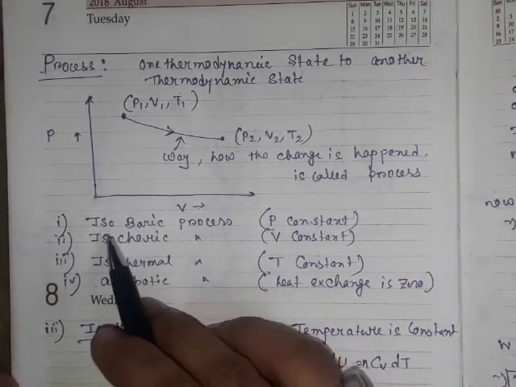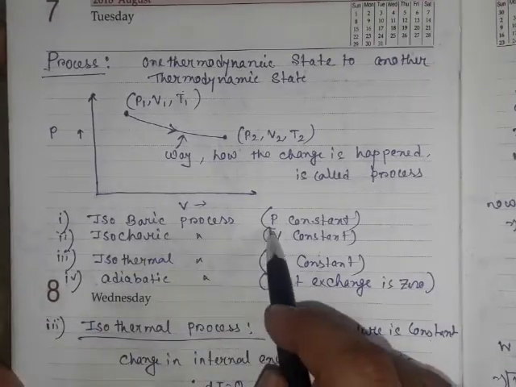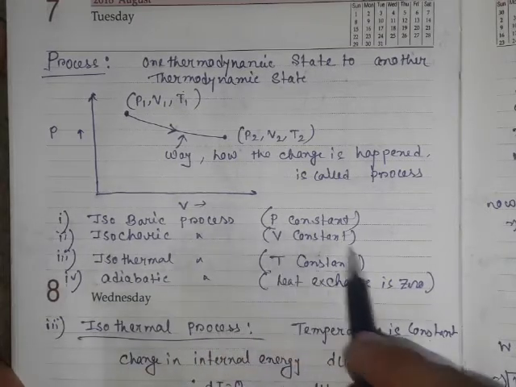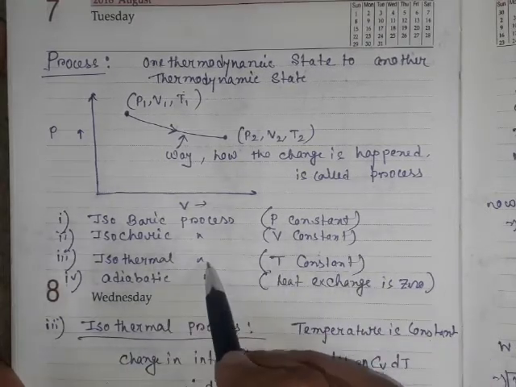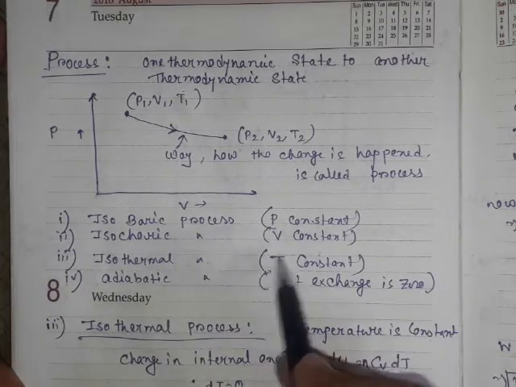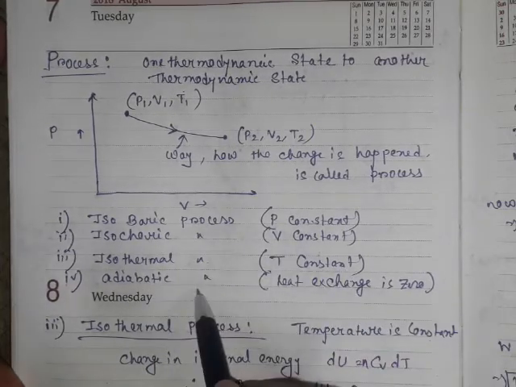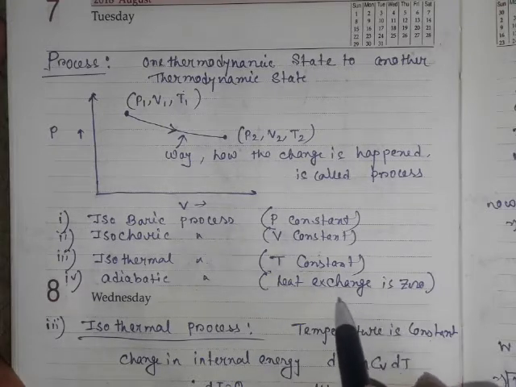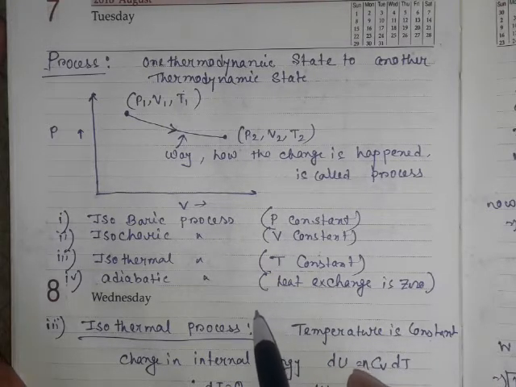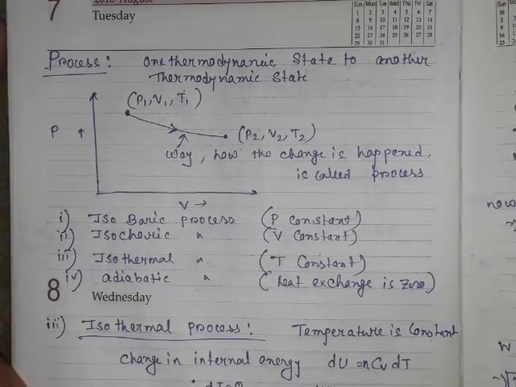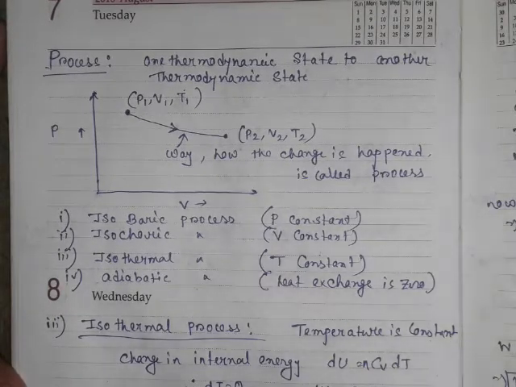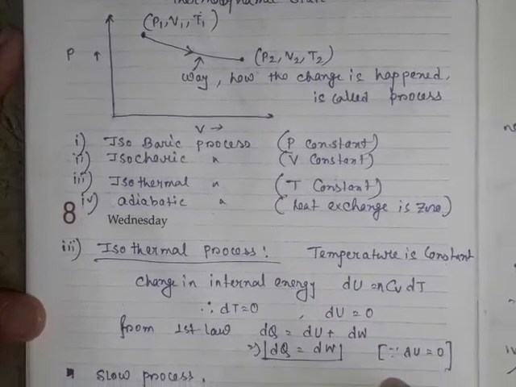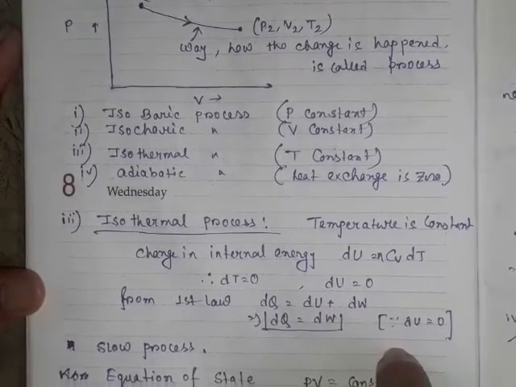Okay, now let's start with the different types of process. As I already mentioned, the isobaric process is where pressure is constant, isochoric process is where the volume is constant, isothermal process, as the name suggests, is where temperature is constant, and adiabatic process is where heat exchange is prohibited. That means no heat exchange happens during the adiabatic process. Okay, so let's start with the isothermal process. This is the first process of today's discussion.